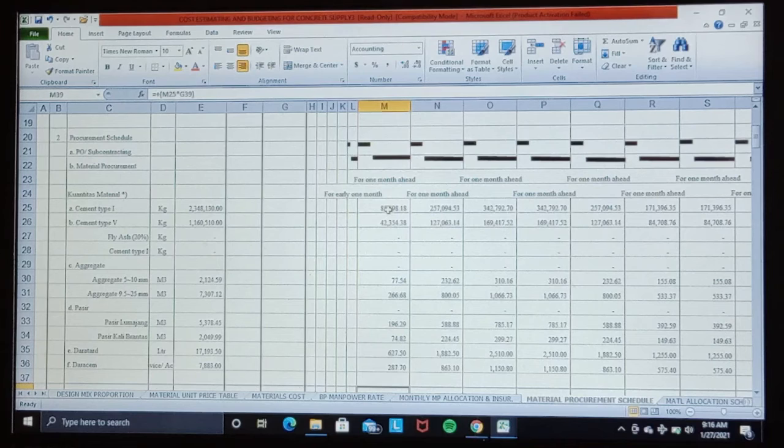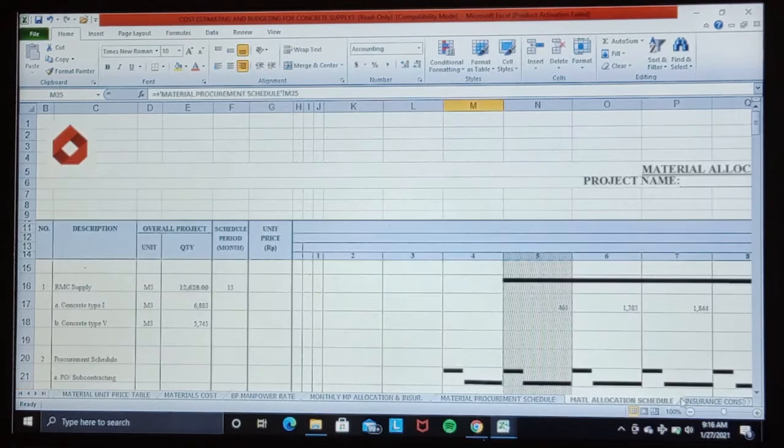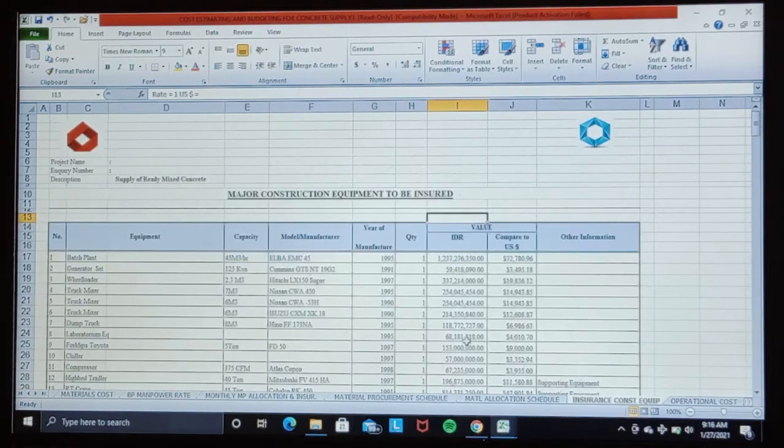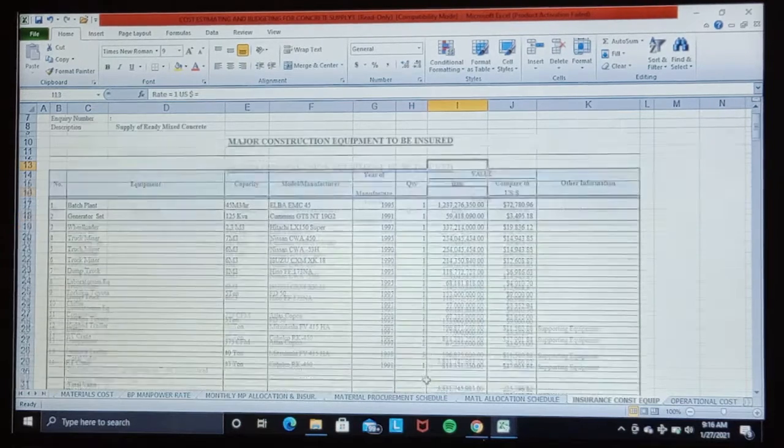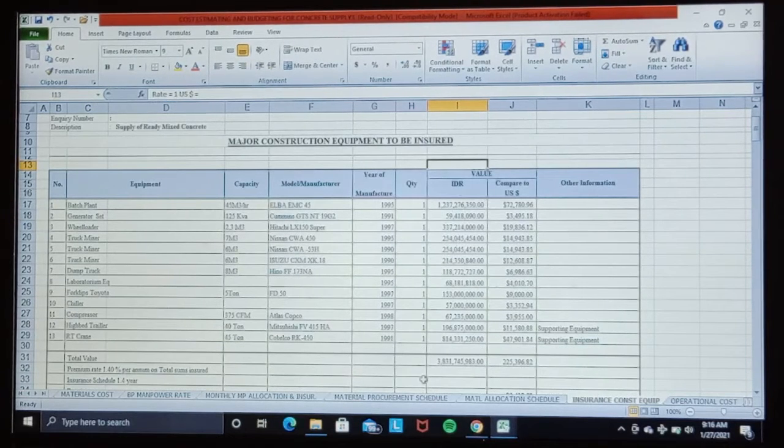Okay, then we calculate the major construction equipment insurance. Why do we only calculate the insurance cost? Because the construction equipment itself becomes a part of the contract already. This means that it will depend on your project nature whether the construction equipment is included in the contract or not. Next, we calculate the project operational cost here.